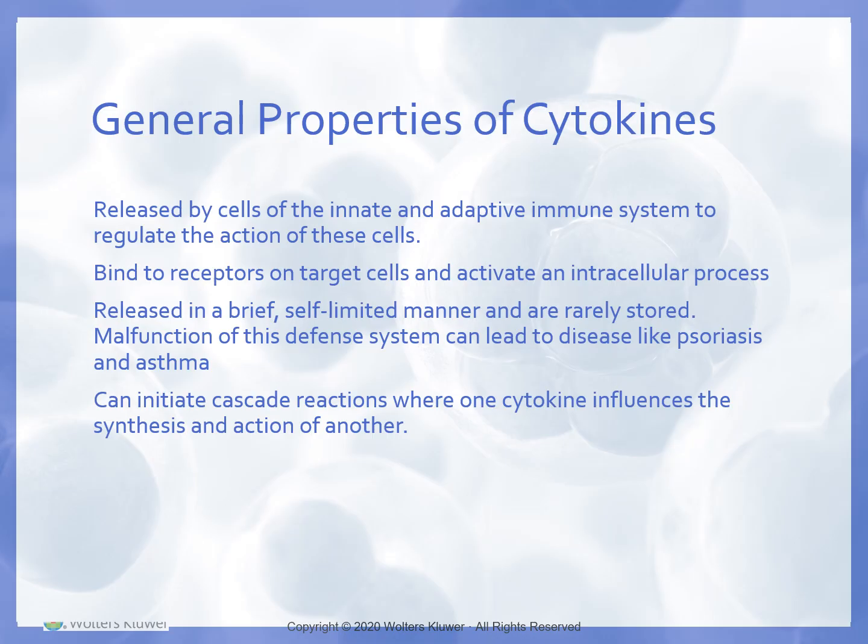So a few more things about cytokines, just some general properties. So again, they're released by the cells of both the innate and adaptive immune system to regulate the action of these cells. They bind to receptors on target cells and activate those intracellular processes. They're released in a really brief, self-limited manner. Remember, we said that they're really short-lived kind of chemicals, and we rarely store any type of cytokine. And that is by design so that their action can really only be very brief in nature.